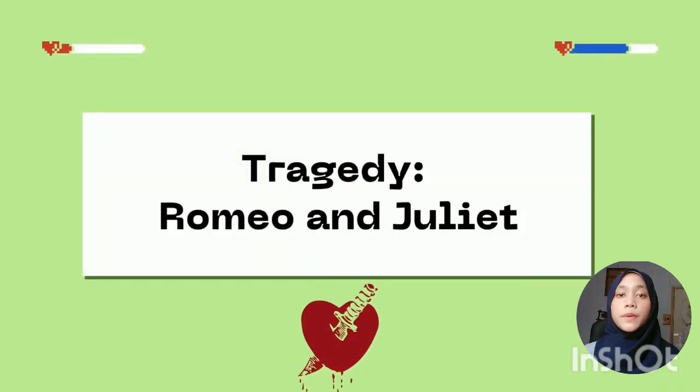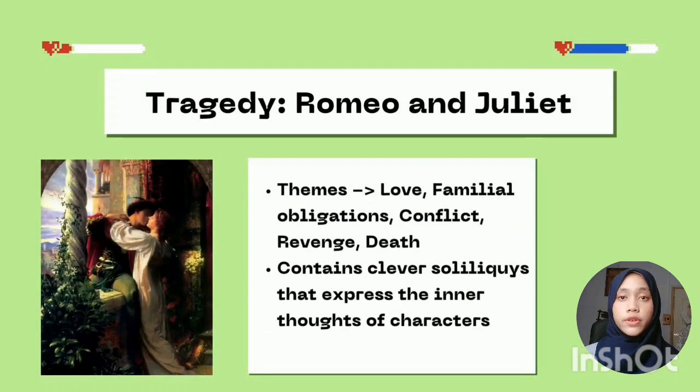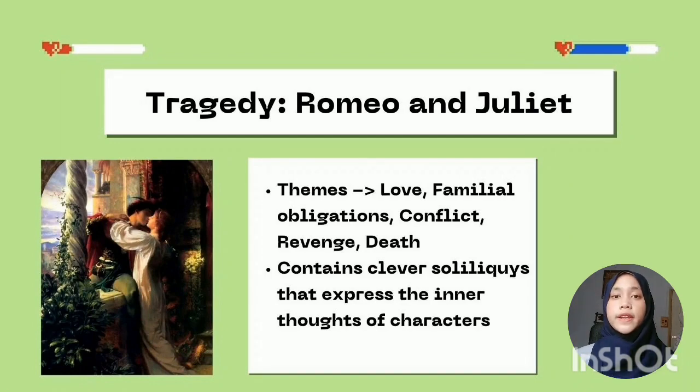Being one of the most memorable works of Shakespeare, Romeo and Juliet is a staple part of the process of learning the history of the English language. Some of the themes included in Romeo and Juliet are love, familial obligations, conflict, revenge, and death. Shakespeare's playwriting is well known for its clever use of soliloquy, which is a tool used for characters to show audiences their inner thoughts. Romeo and Juliet in particular contain a number of notable soliloquies that elegantly convey the thoughts of admiration and love that Romeo and Juliet have for each other.